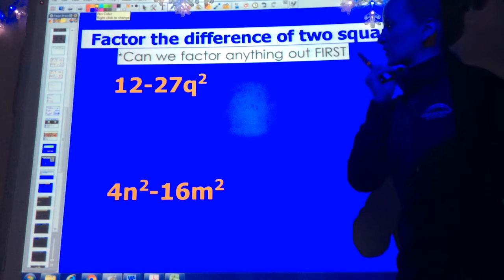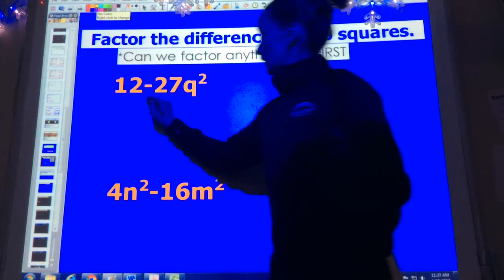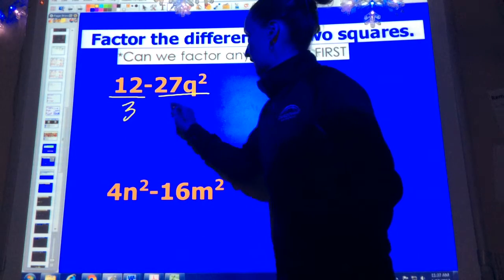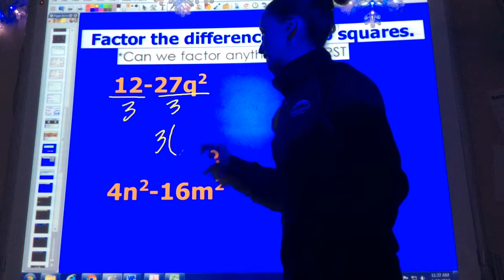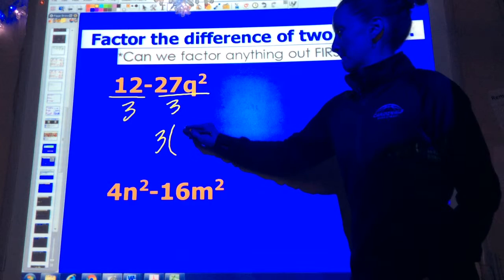Isabel, what's our first step of factoring again? Divide both by the greatest common factor. Yeah, what's the greatest common factor? 3. I like that, okay? And then that 3 has to go in front. Dylan, what are we left with when we divide both of those by 3?